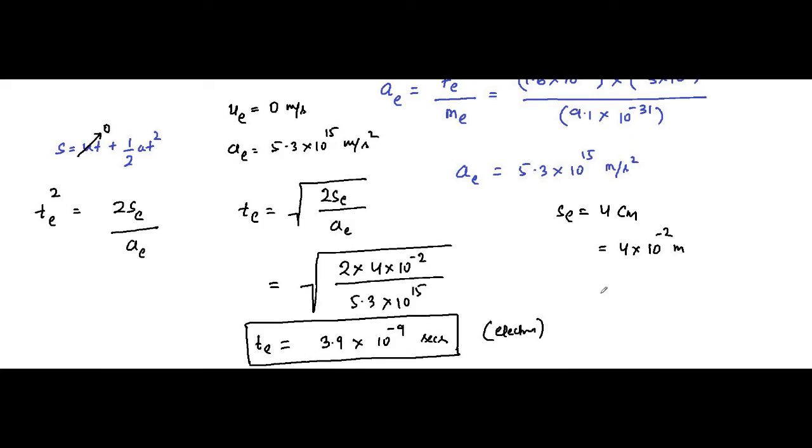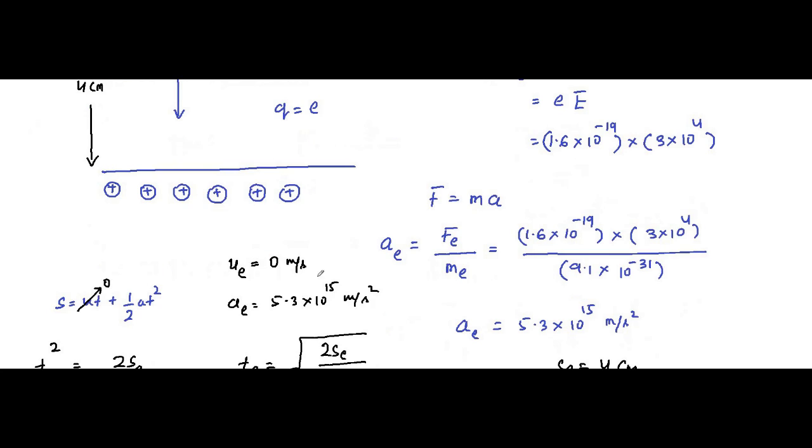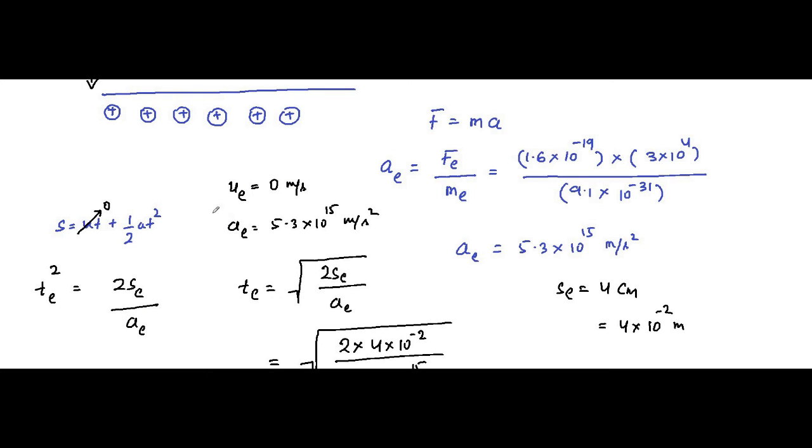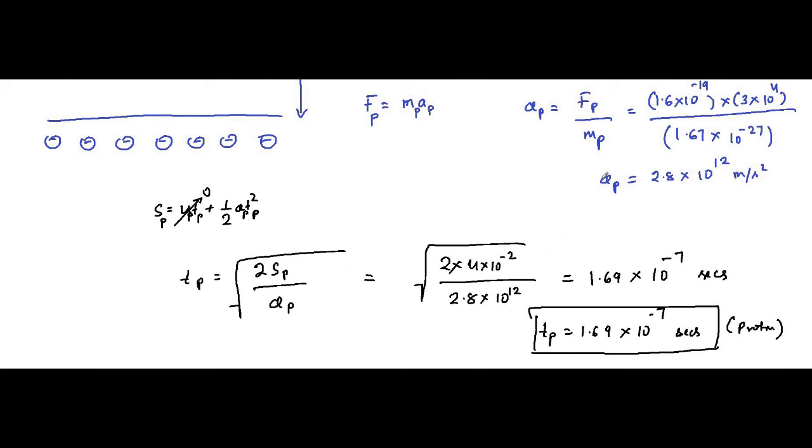Now another thing which was asked, why the effect of gravity is negligible in such cases. So yeah, see, look at the acceleration of the electron. It is 5.3 into 10 to the power 15 meter per second square. Gravity is 9.8 or 10 meter per second square. It is very large as compared to this. Also for proton, the acceleration is this much, 2.8 into 10 to the power 12 meter per second square. It is very high as compared to g, okay, much greater than g. So that's why the effect of gravity is negligible in these cases.